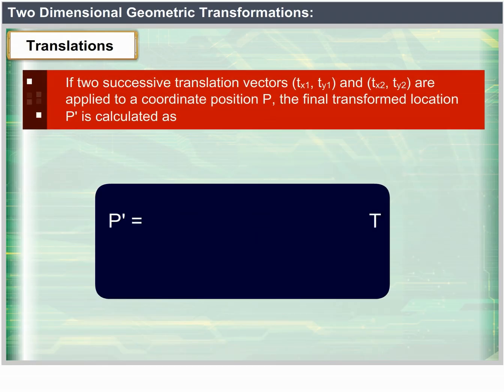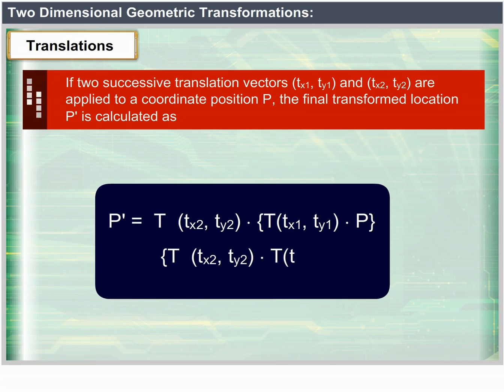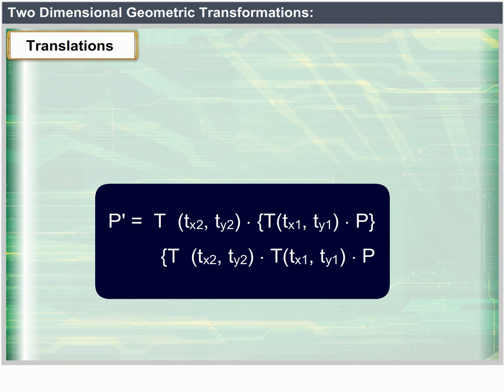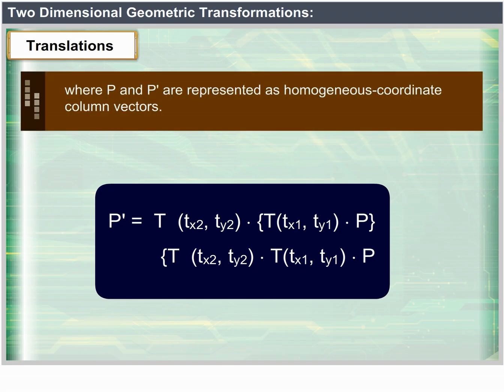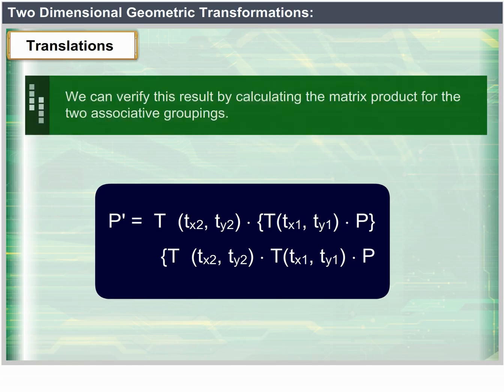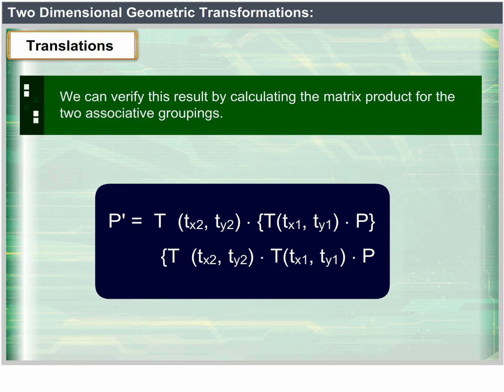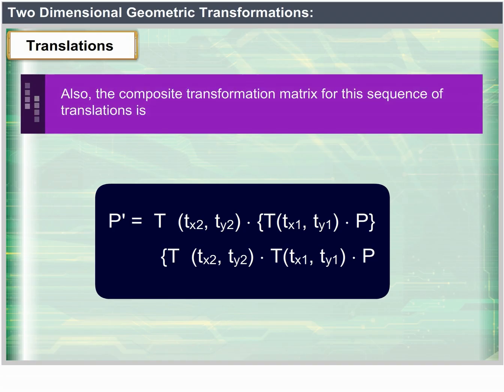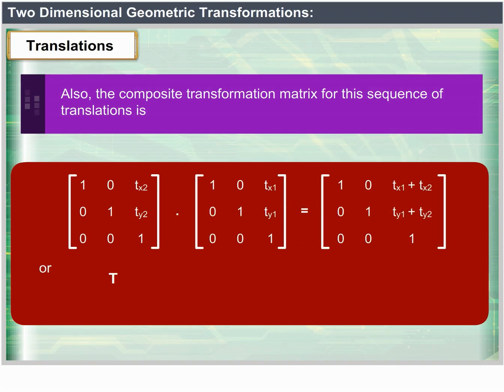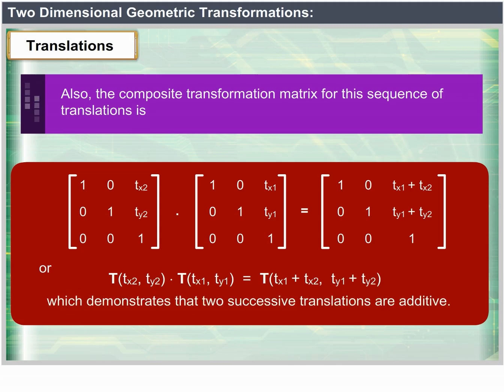Translations. If two successive translation vectors tx1, ty1 and tx2, ty2 are applied to a coordinate position P, the final transformed location P' is calculated as shown on screen, where P and P' are represented as homogeneous coordinate column vectors. We can verify this result by calculating the matrix product for the two associative groupings. Also, the composite transformation matrix for this sequence of translations is as shown here, or it can be stated as T of Tx2, Ty2 and T of Tx1, Ty1 equals T of Tx1 plus Tx2, Ty1 plus Ty2, which demonstrates that two successive translations are additive.